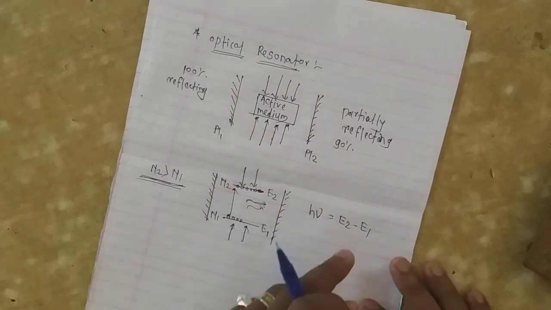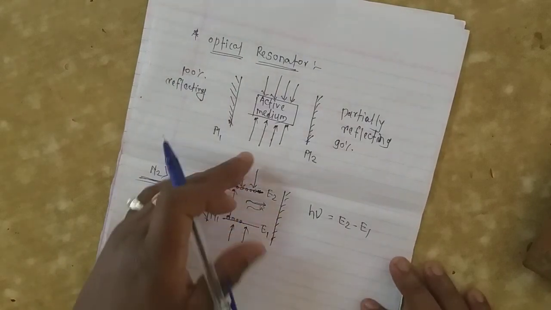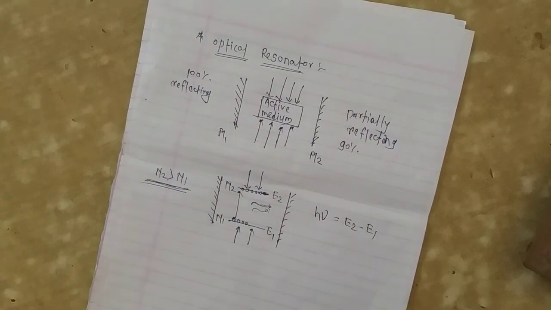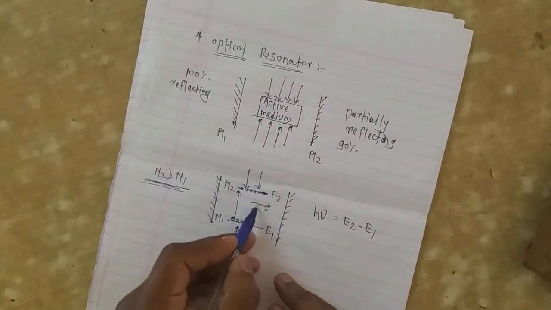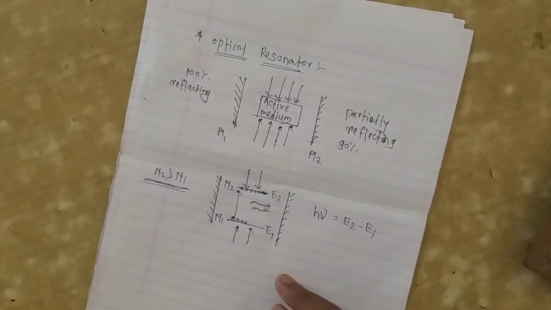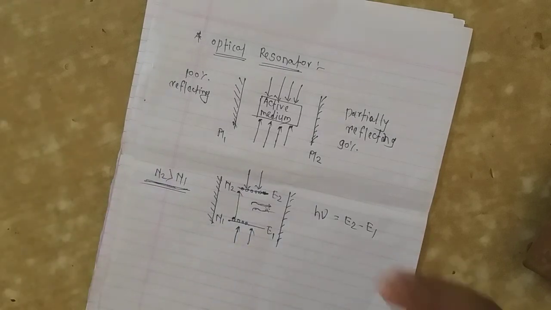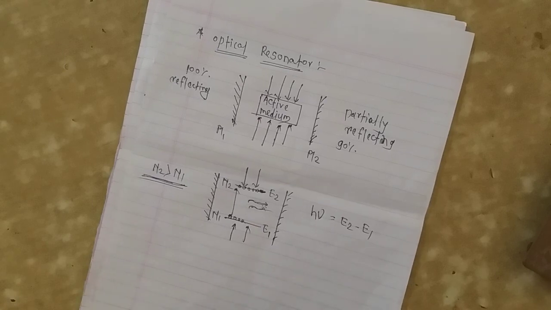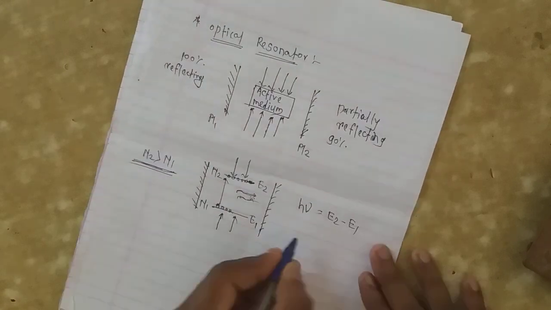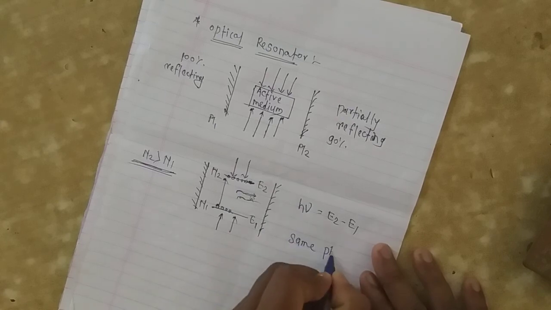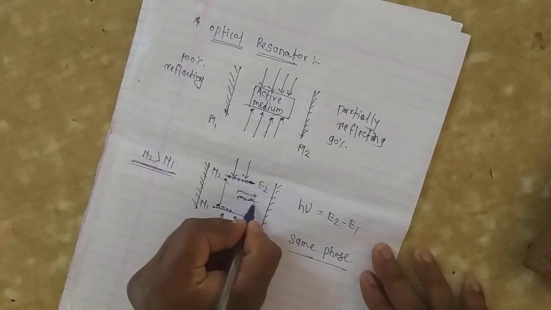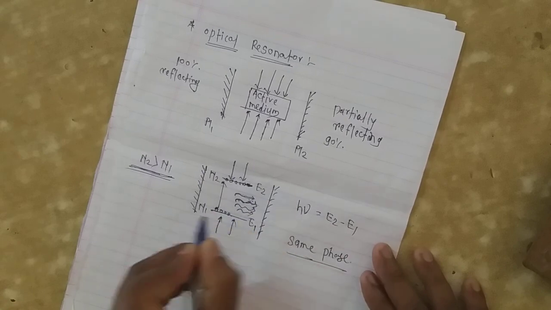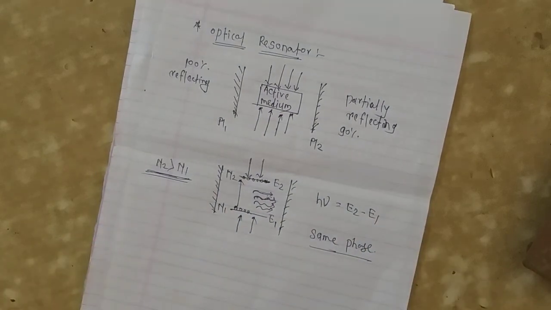That emitted photon will force another excited atom to come back to the ground state, and it will be another emitted photon. That will be the chain. Suppose one photon is emitted as 2 photons, then those will be emitted as 2, 4, 6, and so on. That is the chain of stimulated emission, and those emitted photons are in the same phase. In the previous video we have discussed that point.